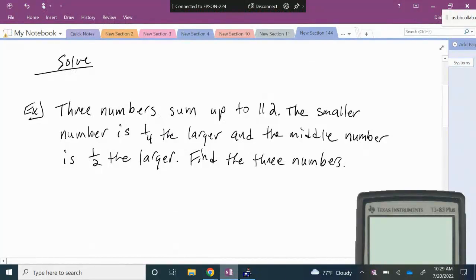All right, so in this one, we're asked to find the three numbers. And this one, again, is similar to number 8 that's in section 6.2. All right, it says three numbers sum up to equal 112. So we're dealing with three numbers. The smaller number is 1/4 the larger number, and the middle number is half the larger number. We're asked to find the three numbers.